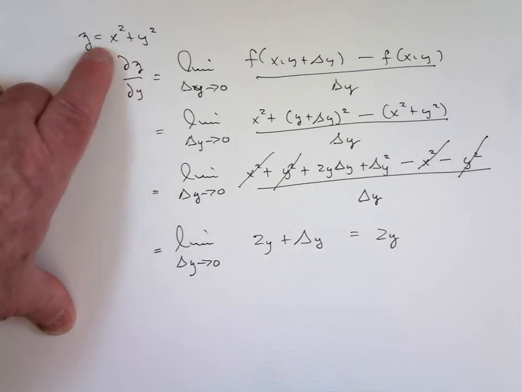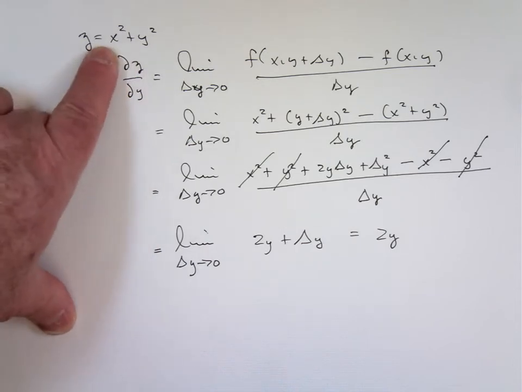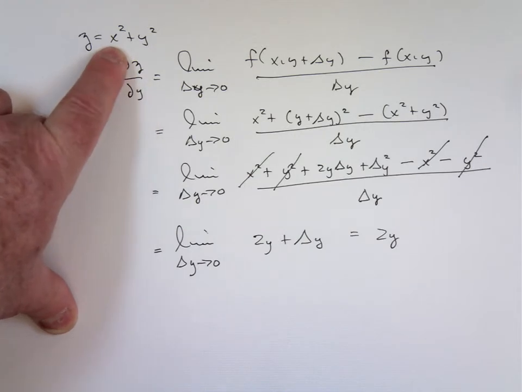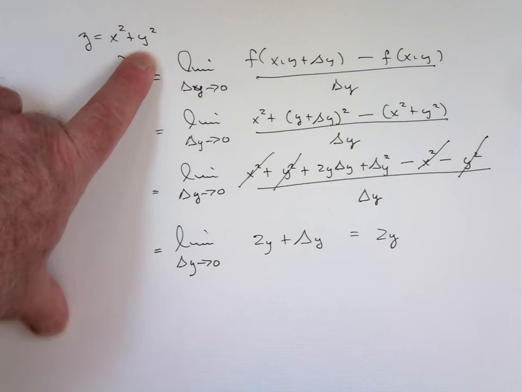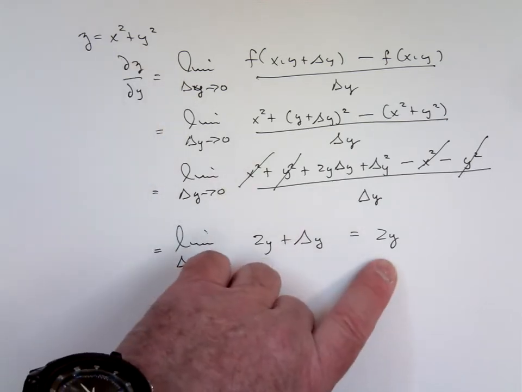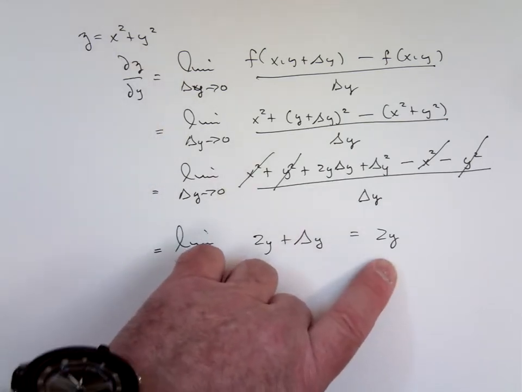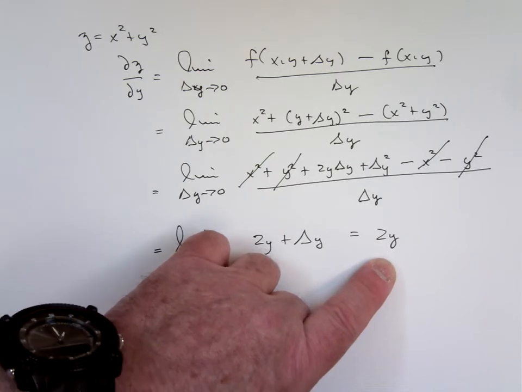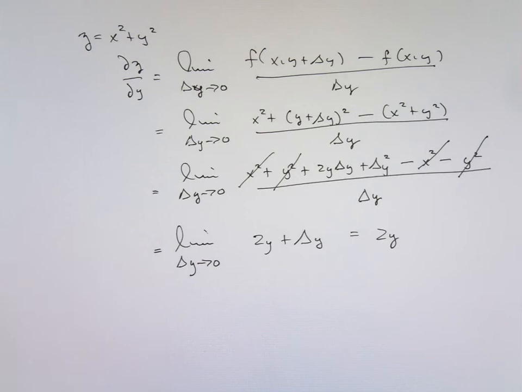What do you do? You take the derivative of x squared plus y squared with respect to y, which means holding x constant. When you take the derivative of x squared with respect to y, assuming x is a constant, that's 0. And the derivative of y squared is 2y. So when you take these partial derivatives with respect to one of the variables, the other variable is a constant.